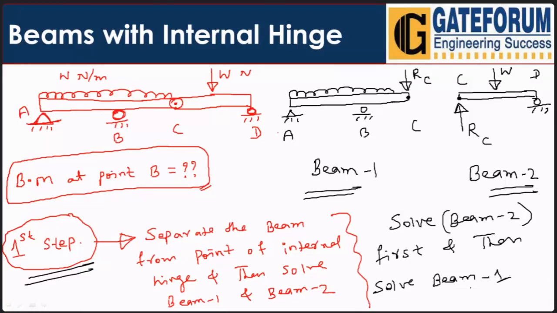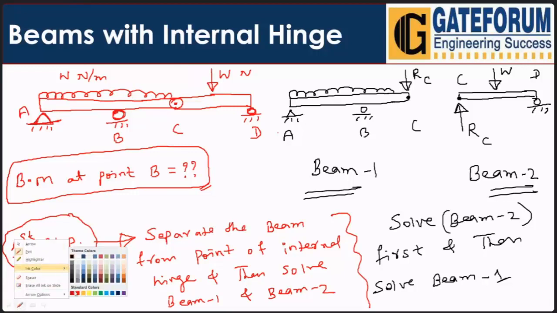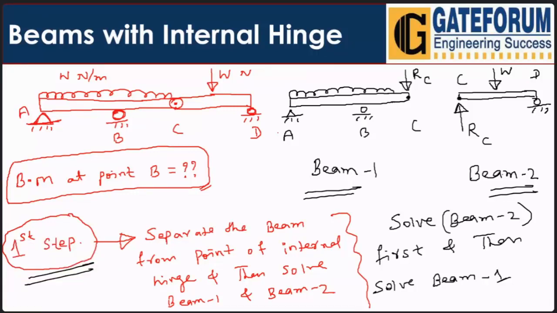How many unknowns are here? I'm writing the number of unknowns here. In beam number 1, how many unknowns are there? RC as well as RD. So in beam number 1, we have 2 unknown support reactions, so very easily we can find out the value of the support reactions.